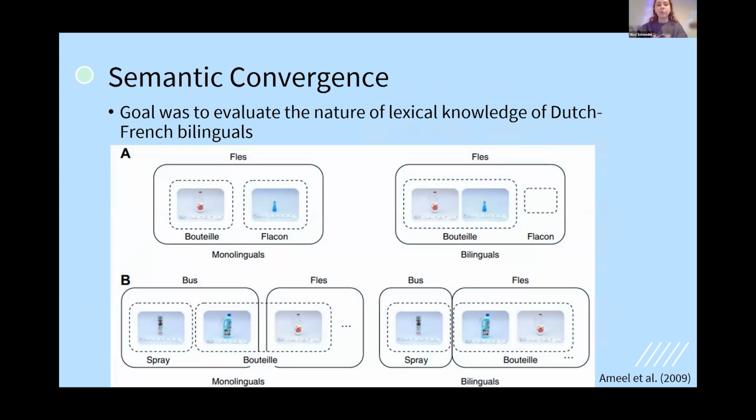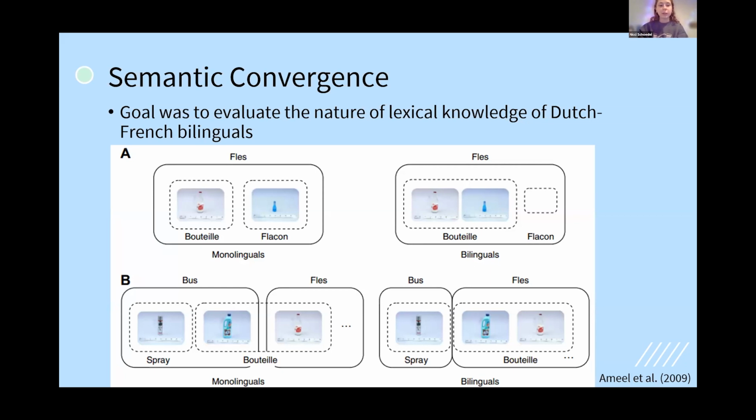The goal of the Ameel et al. 2005 study was to evaluate the nature of the lexical knowledge of Dutch-French bilinguals. This study was later revisited in a 2009 study, also by Ameel. This figure is from the 2009 study, and it demonstrates the difference in categories between bilinguals and monolinguals for the reference given to the objects pictured here.